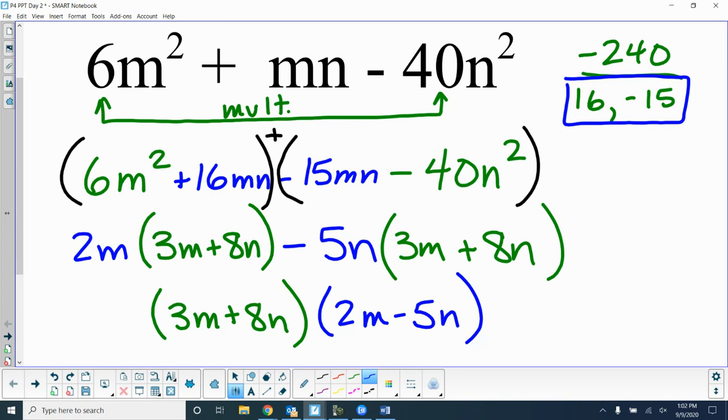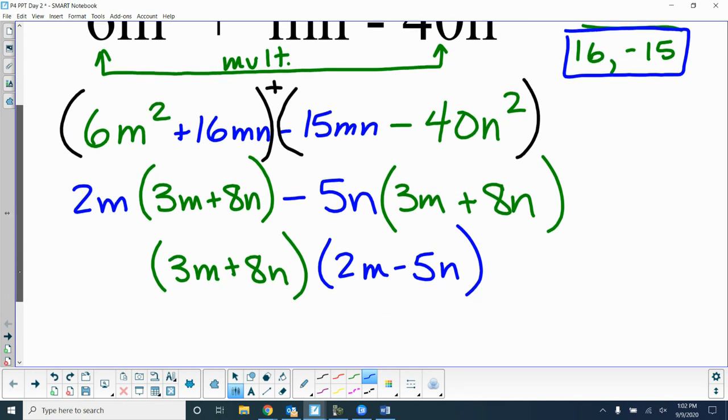Does that make sense? That's the kind that usually gives us a little bit of trouble, when the A value is not a 1. When it's a 1, it's pretty easy for it. This just takes a little bit more time, that's all. Not that tough. Questions? Make sense to you?